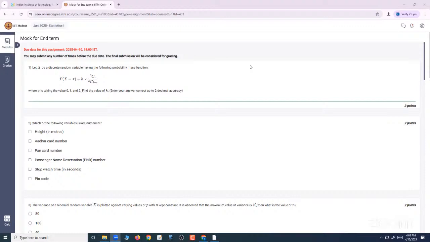Ma'am, sum will be 1. Firstly, I will put x equals 0 in the given formula. Then I will put x equals 1. Then I will put x equals 2. Then I will add all three formulas. Then it will equal 1. Good. So solve it and tell me the answer.